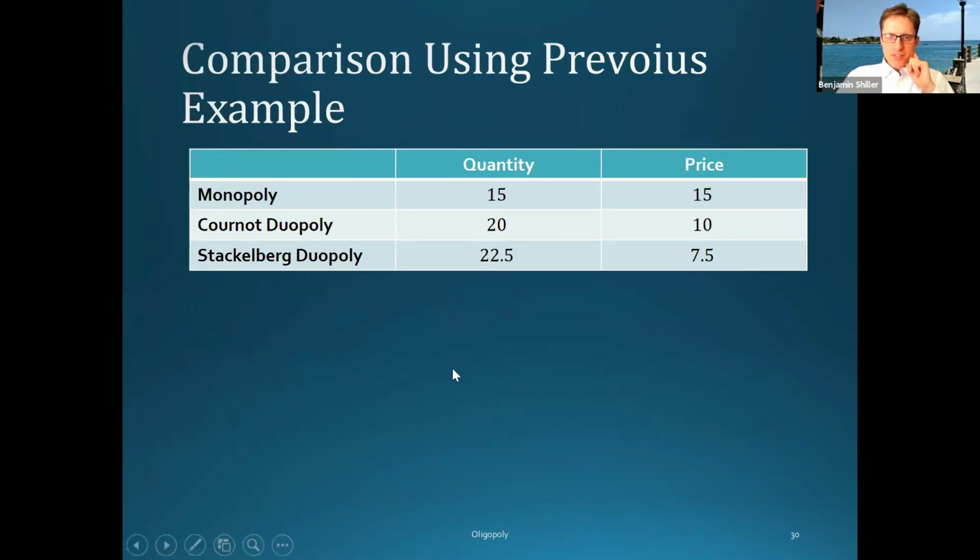Okay, so if we go back and compare the numerical values of the answers in this problem, let's focus on this first column here that gives the quantity. We can see in a monopoly market, there would be 15 units produced. If you add up the quantities produced by both firms in the Cournot duopoly, you would get 20 units produced. And if you did the same thing in the Stackelberg duopoly, you would get 22.5 units produced.